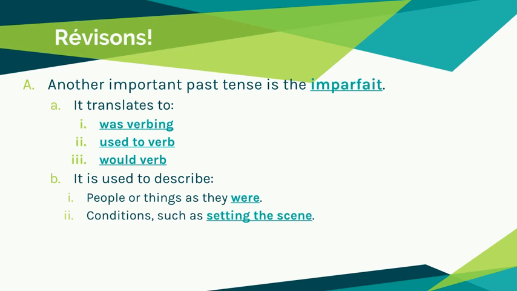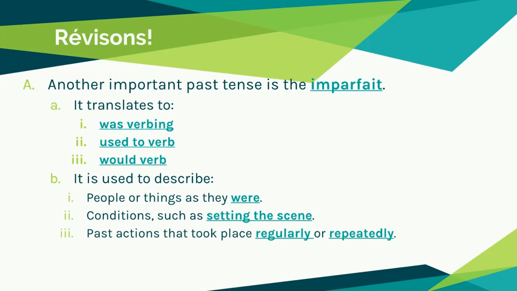Conditions, so a lot of times we will use weather in the imparfait. It was raining, it was snowing, there was a storm. Or such as setting the scene. So once upon a time there was a young girl who used to live in a castle. All going to be imparfait.